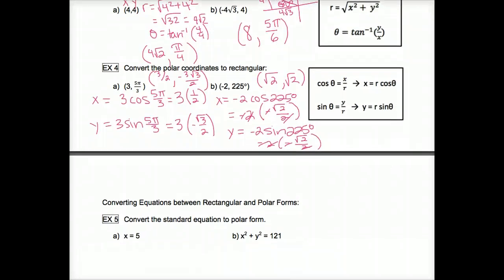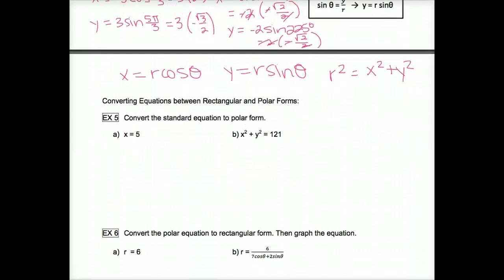ideas. Namely, the most important ones are going to be that x equals r cosine theta and that y equals r sine theta. The other thing that we're going to use is actually this top one right here, but typically we'll use it in the opposite form, meaning that we will substitute r squared for x squared plus y squared and vice versa.